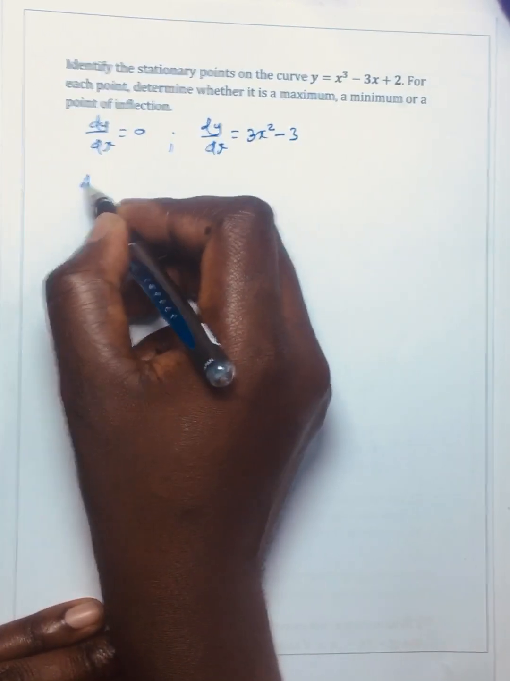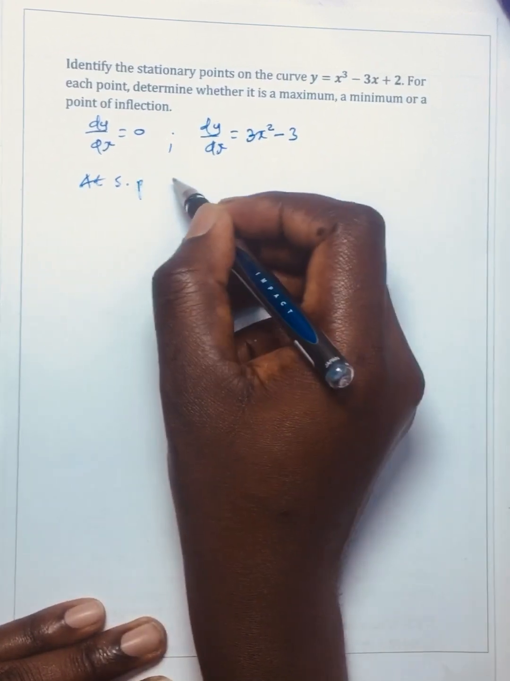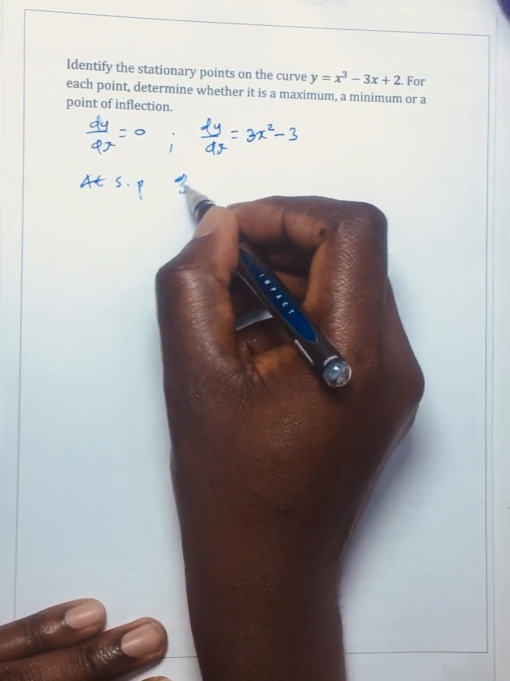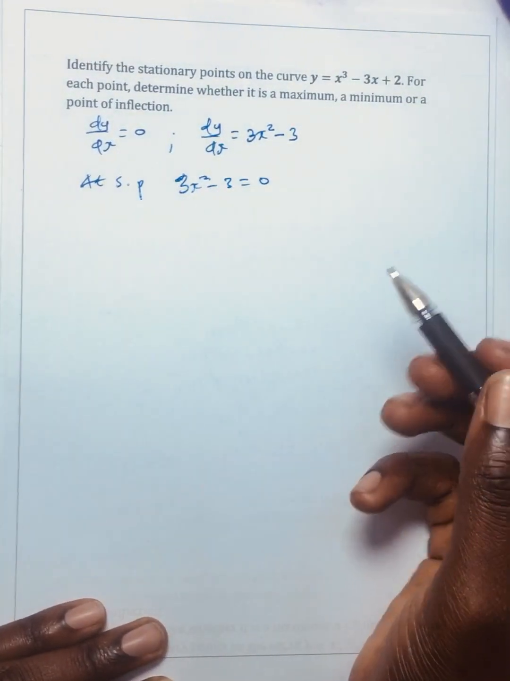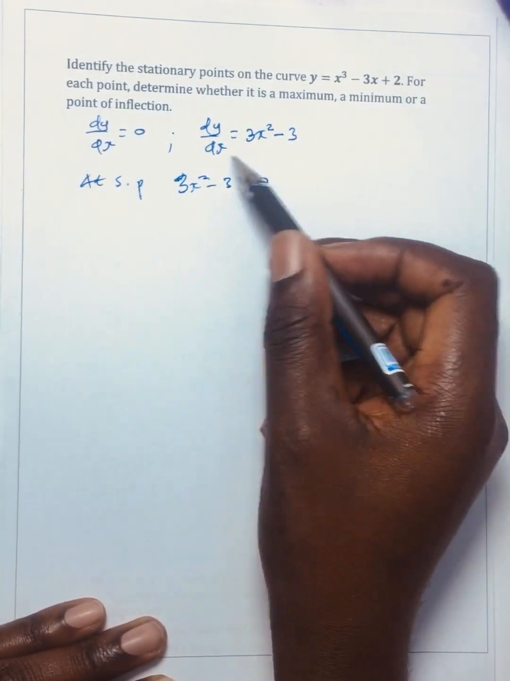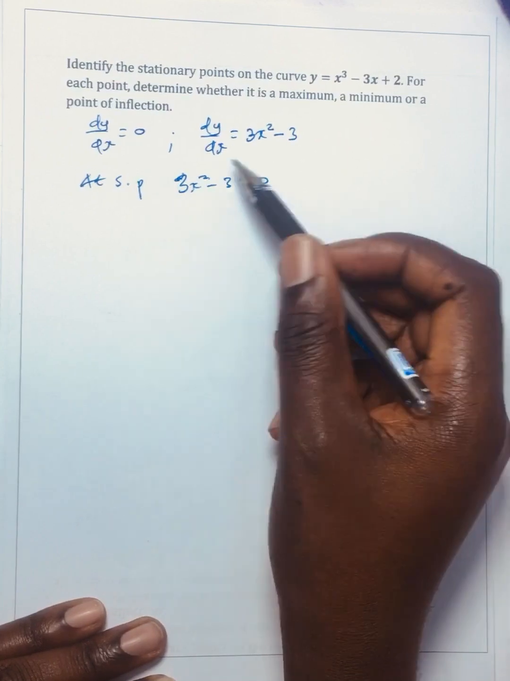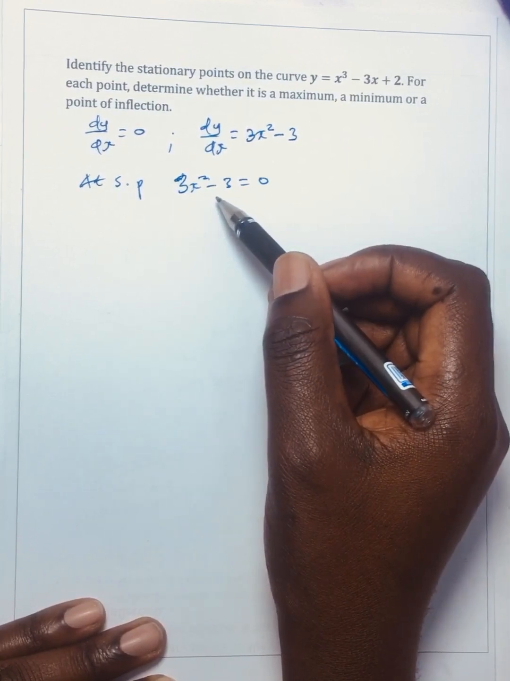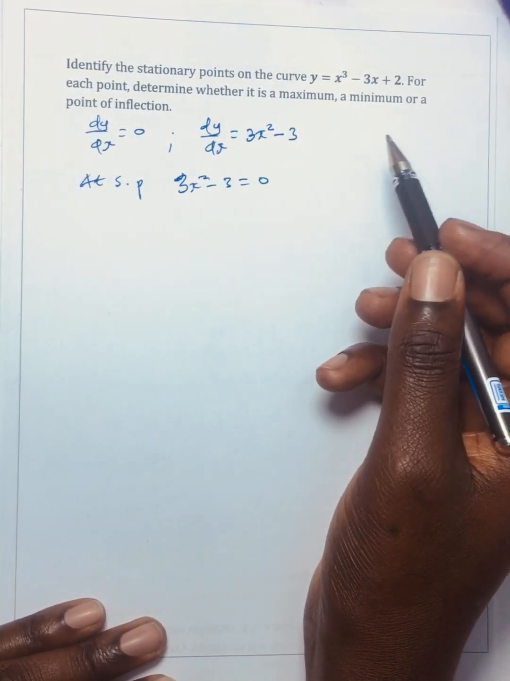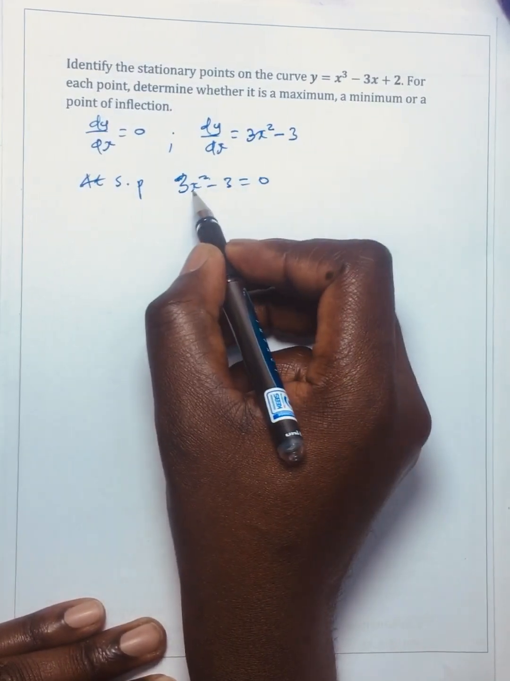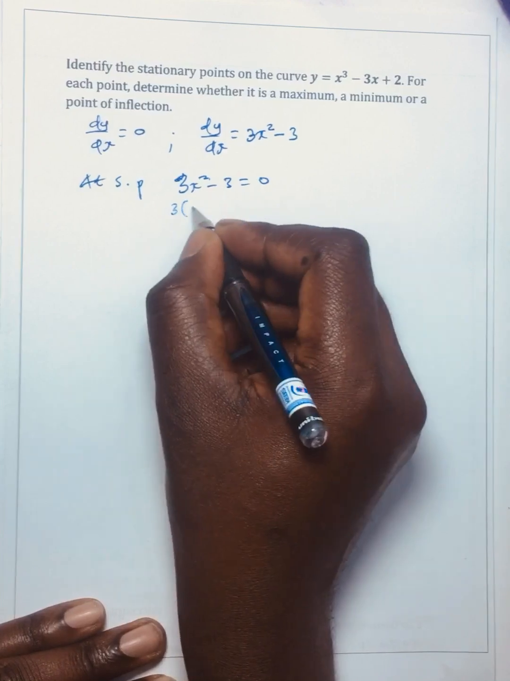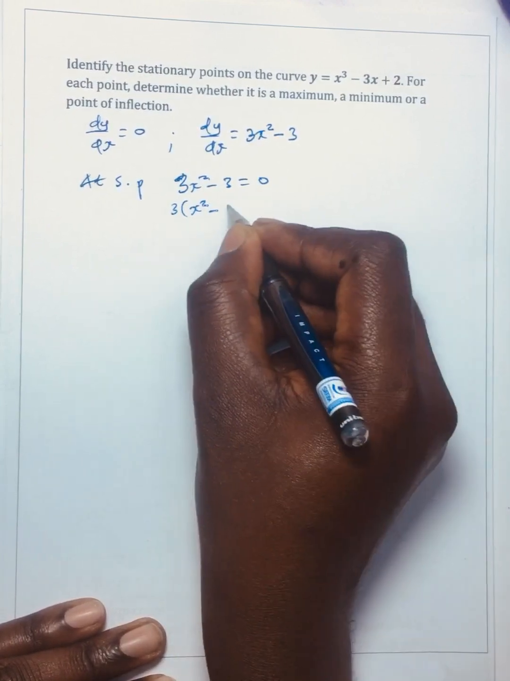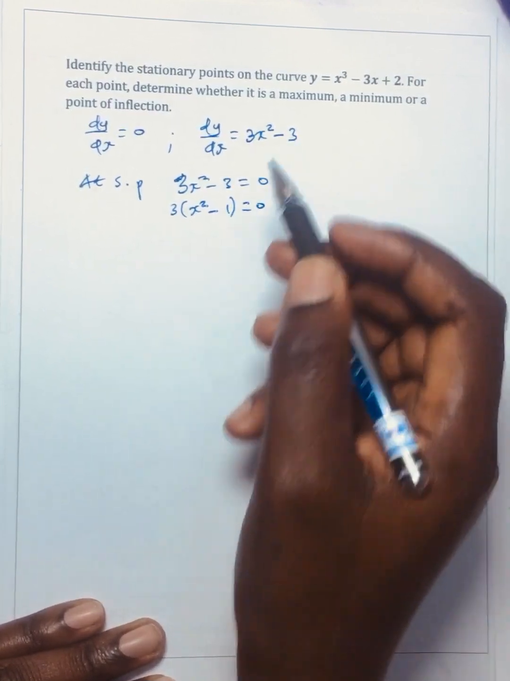So at stationary points, 3x squared minus 3 should be equal to 0. So we can try and solve for x in this case so that we know those stationary points. So what we're going to do, we're just going to factor out 3, so that we have 3 into x squared minus 1 is equal to 0.